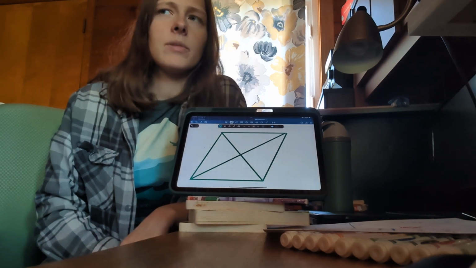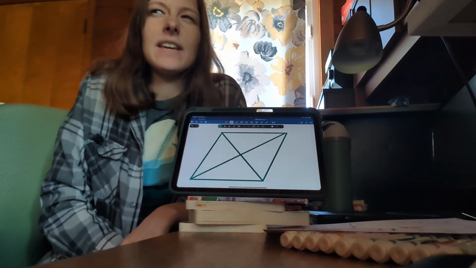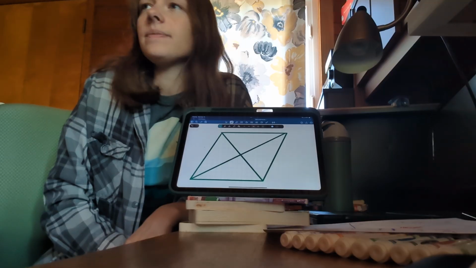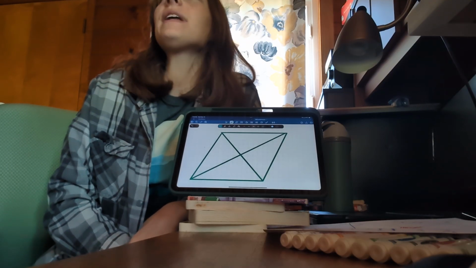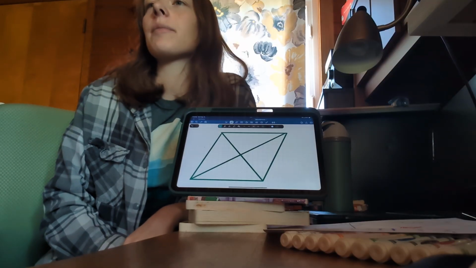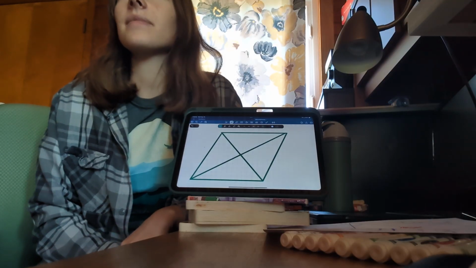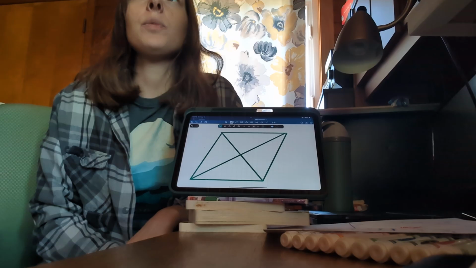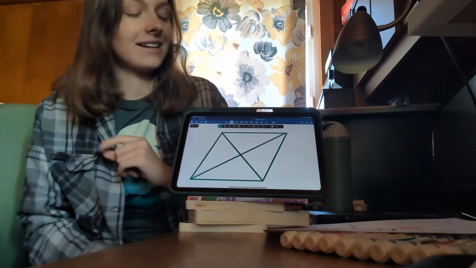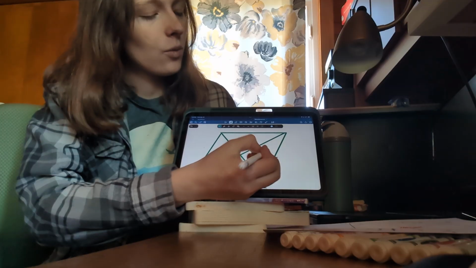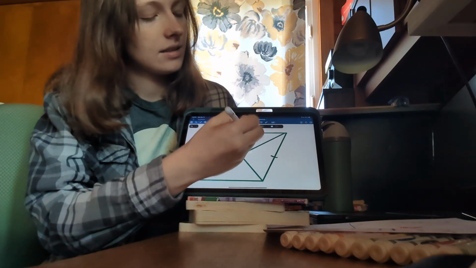What do we know? Before we start to prove anything, what are we given? Yes, the definition of a parallelogram. Can anybody give me a definition of a parallelogram? Yeah. Two pairs of congruent sides. I like your thinking. So what does that mean exactly?